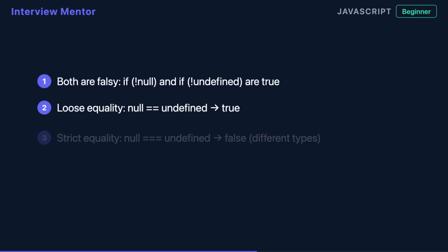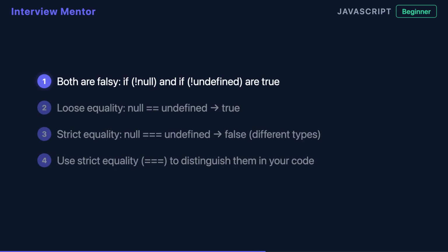Both null and undefined are falsy values, meaning they evaluate to false in Boolean contexts, like if statements. They're also loosely equal using double equals. null == undefined returns true. But with strict equality using triple equals, they're different. null === undefined is false because they're distinct types.